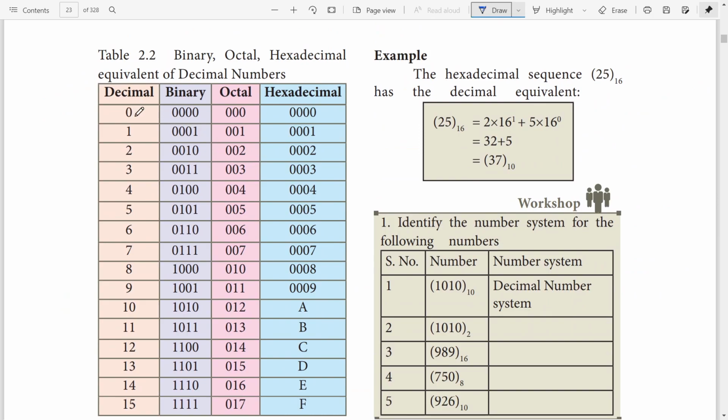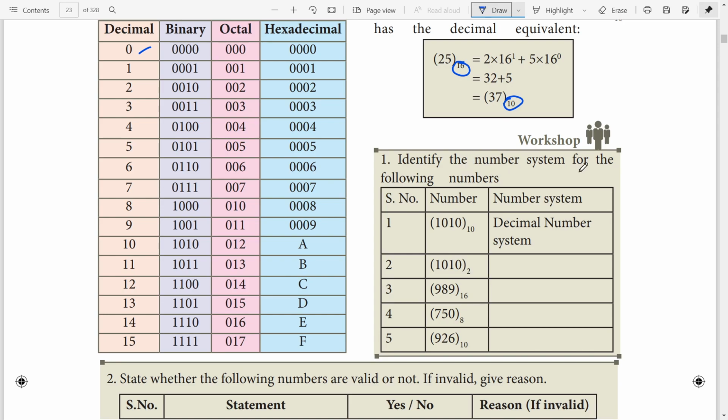See the corresponding decimal value and its corresponding binary, octal, and hexadecimal values. You can go through this. Converting hexadecimal 25 base 16 into decimal. By the number mentioned below, we can say whether it is a decimal, binary, octal, or hexadecimal value. So we can identify this.